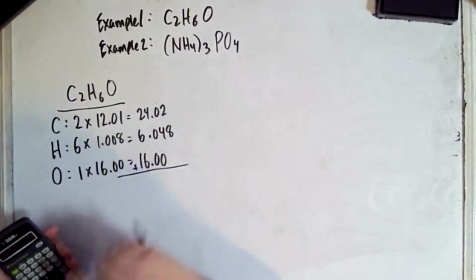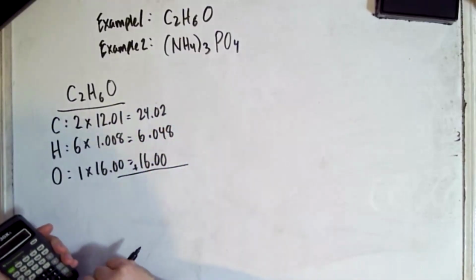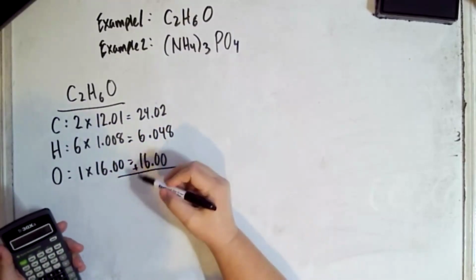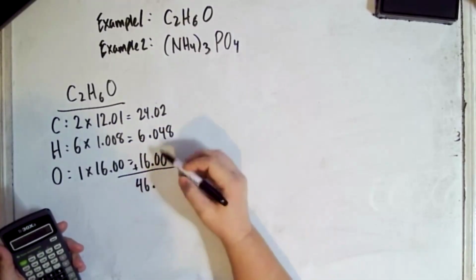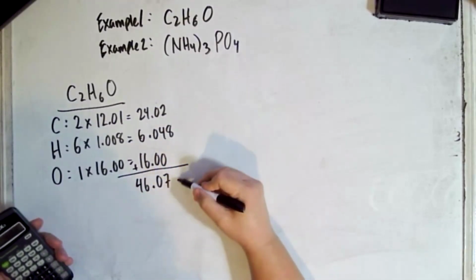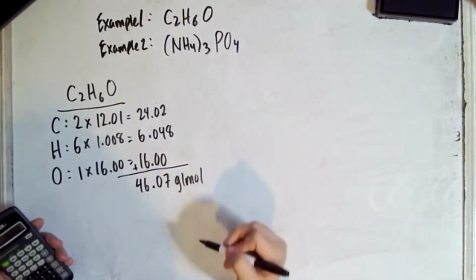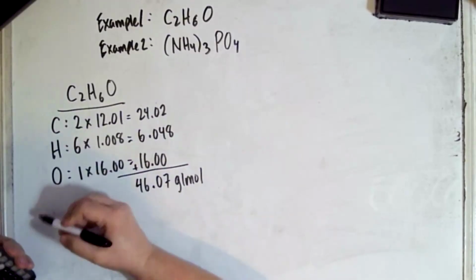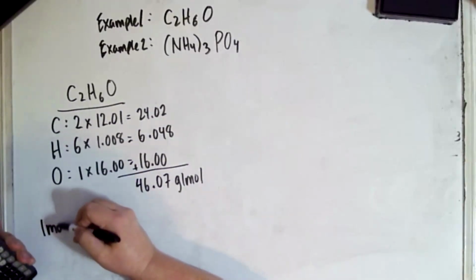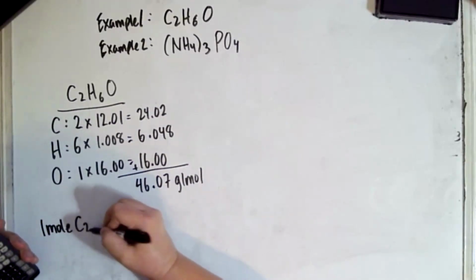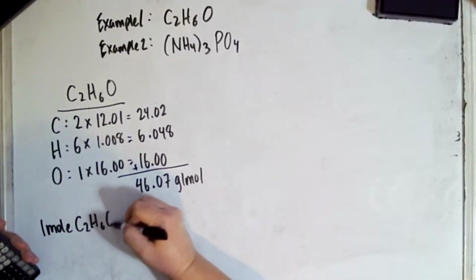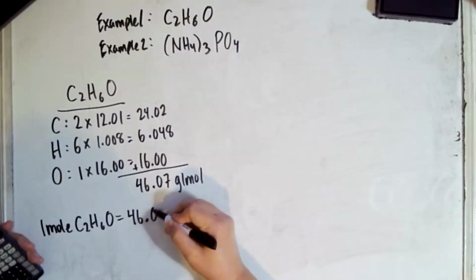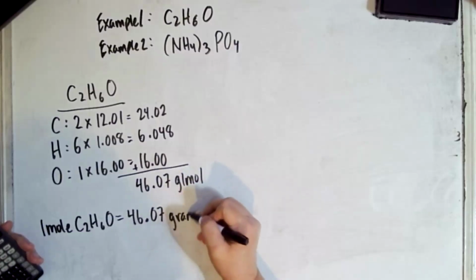Okay, and then we'll add all these together. And we're going to end up with a final mass of 46.07 grams per mole when we round it. And then we can turn that into our equality. So every 1 mole of our C2H6O is going to be 46.07 grams.